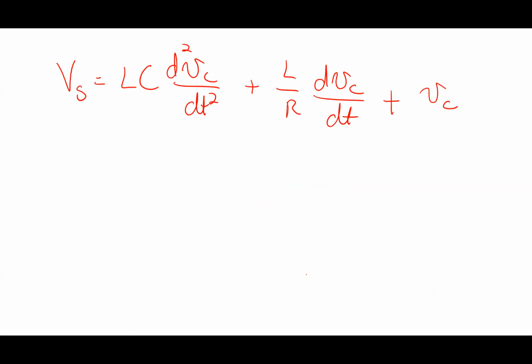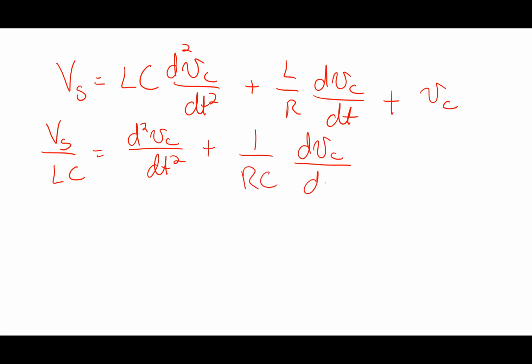Now, is that in the standard form? It's close, right? What do I need to do? Divide by LC. So this becomes V sub S divided by LC equals d squared Vc dt squared plus 1 over RC dVc dt plus V sub C divided by LC. That's pretty similar to a lot of the other equations that we get in this case. Questions about how I got there?